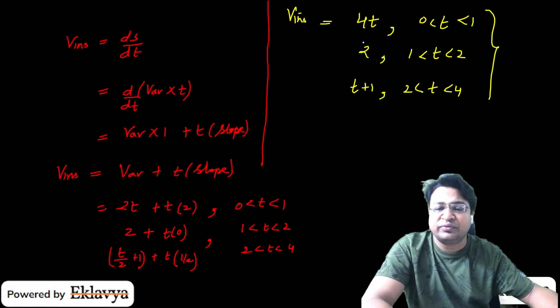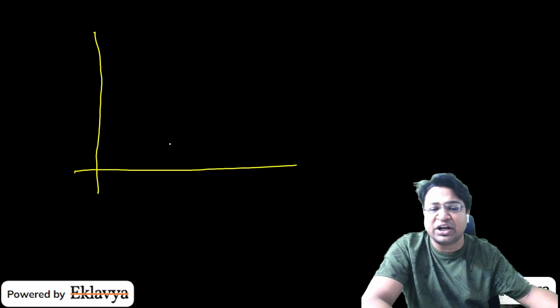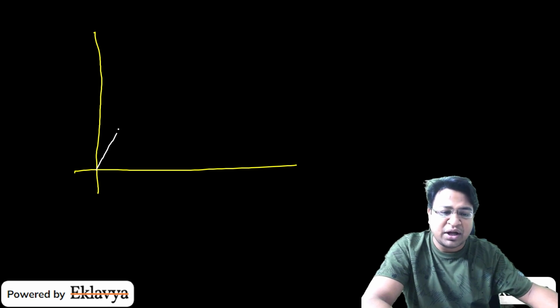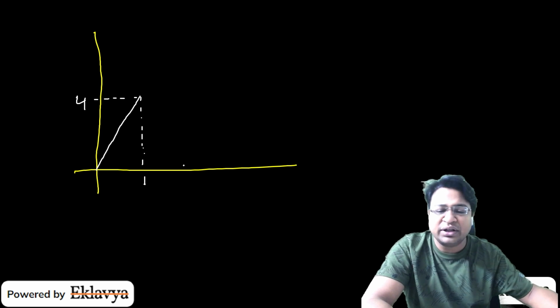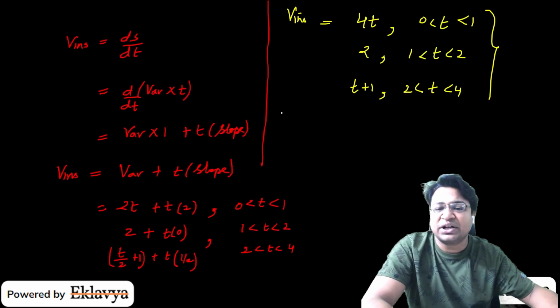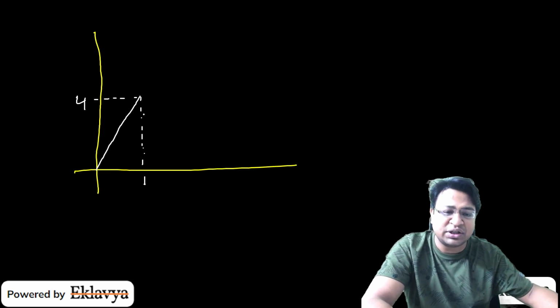For the first 1 second, it's a straight line with a positive slope, and it will rise till 4. So if this is 1, then this is 4. Then for the next 1 second, it has a constant value of 2.